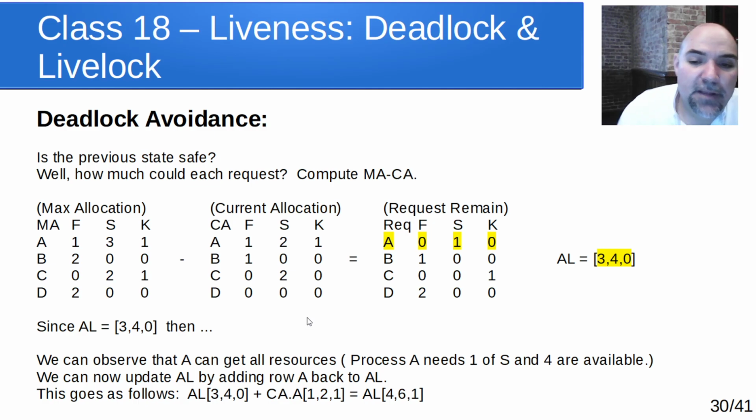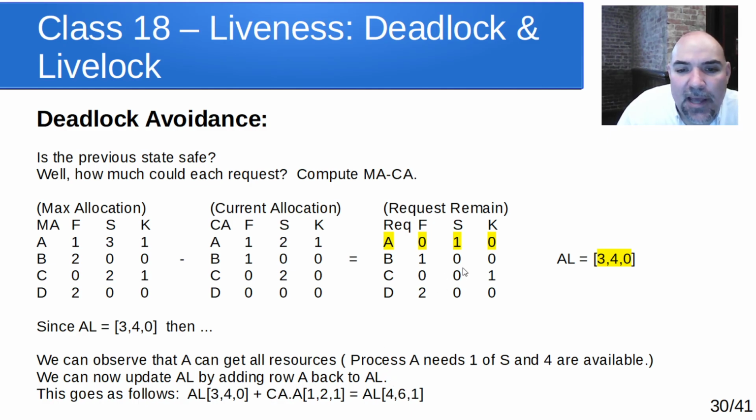All right, but let's look at the available list. The available list is 3, 4, and 0, which I have over here. And we can observe here that A could get all of the resources that it needs. So notice there are enough available resources we could grant this request. Well, if we grant that request, then process A needs one of S, only one of S, 4 available right there. There's 1, there's 4.